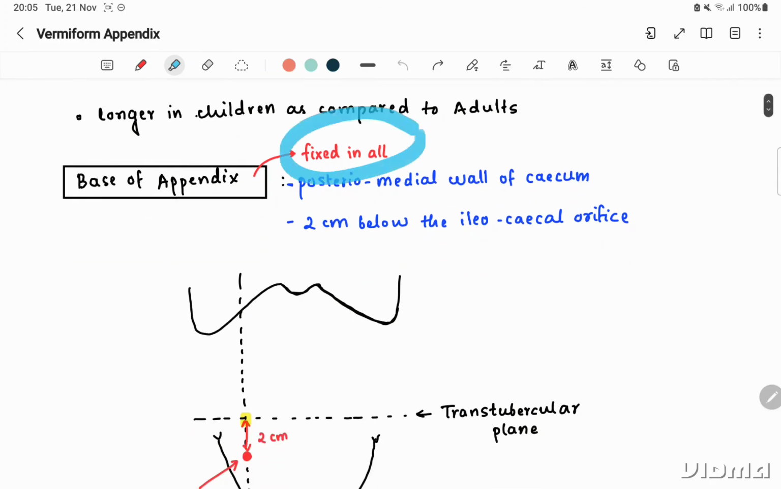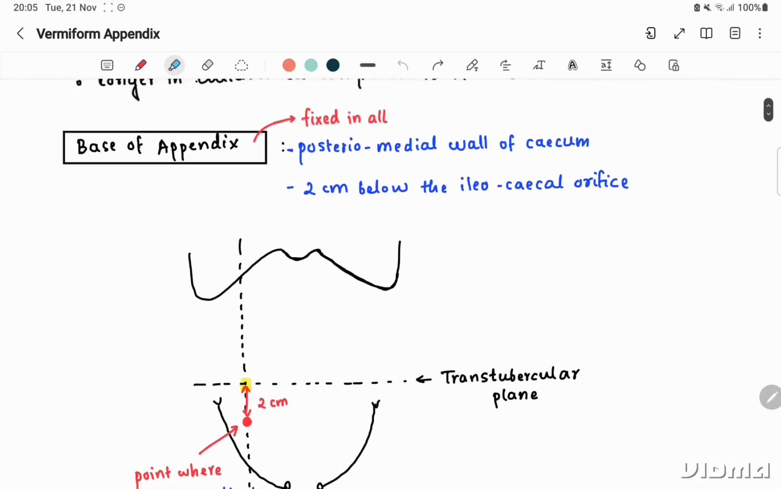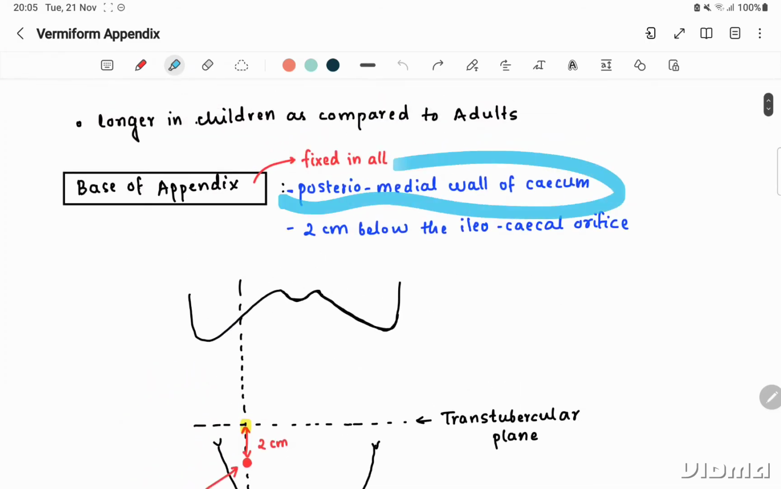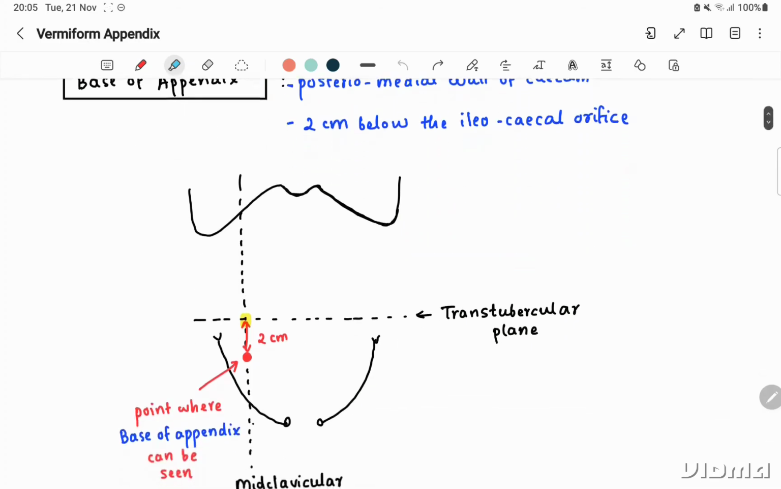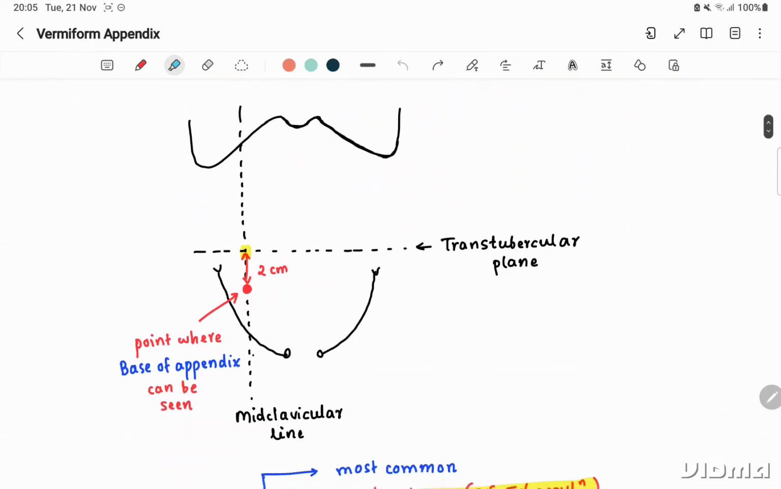The base of the appendix is fixed in all, but the apex is dangling, and the base is on the posteromedial wall of the cecum, 2 cm below the ileocecal orifice. So if we have the costal margins here, then we have the planes, that is the transtubercular plane and the midclavicular line.